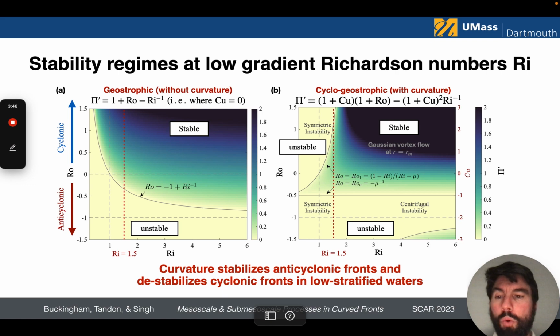And in the y-axis, you find that the lower half of the plot corresponds to anticyclonic flow, and the upper half the cyclonic flow. So for geostrophy, we have stable cyclonic flow. That's the stuff shown in blue, whereas the anticyclonic flow is unstable. Now, if you move to cyclo-geostrophy, or with curvature, it completely alters this. Now we have instability for cyclonic flow and marginally stable for anticyclonic flow.